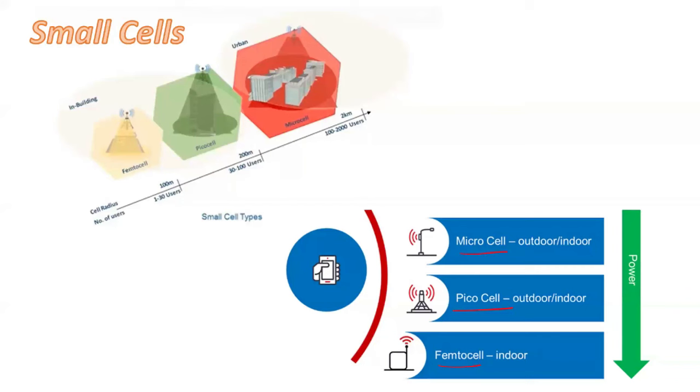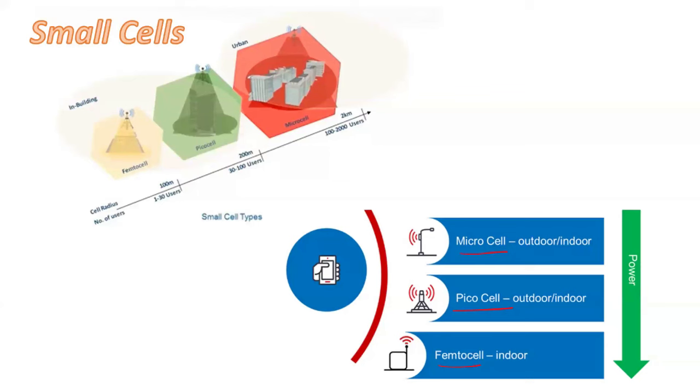So what is femto cell? This is the smallest type of small cell that covers a radius of around 10 to 100 meters and can be used in home networks. In scenarios where a person has access to high-speed broadband, a femto cell can be installed. The femto cell transforms a high-speed broadband connection into a cellular service that can be used to make phone calls or send and receive SMS text messages as well.